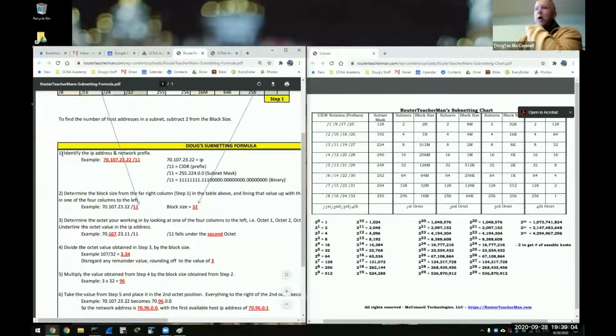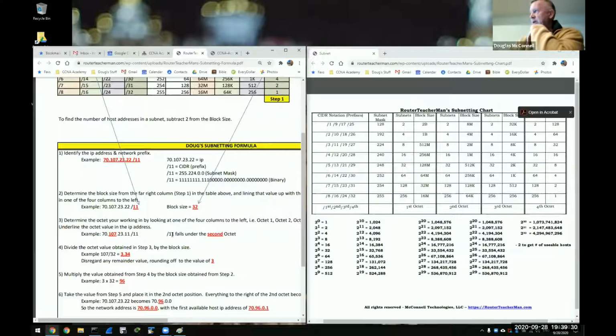So step number 1, and this is what you're going to eventually have memorized in your mind. And so this subnetting is just going to be cake for you guys once you have these steps down. Step number 1 is identify the IP and the network prefix. So George, what is the IP address and the network prefix?